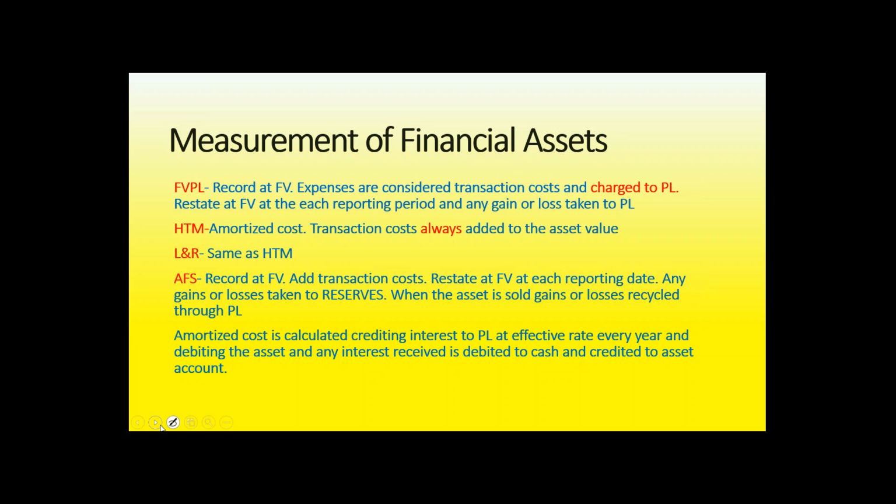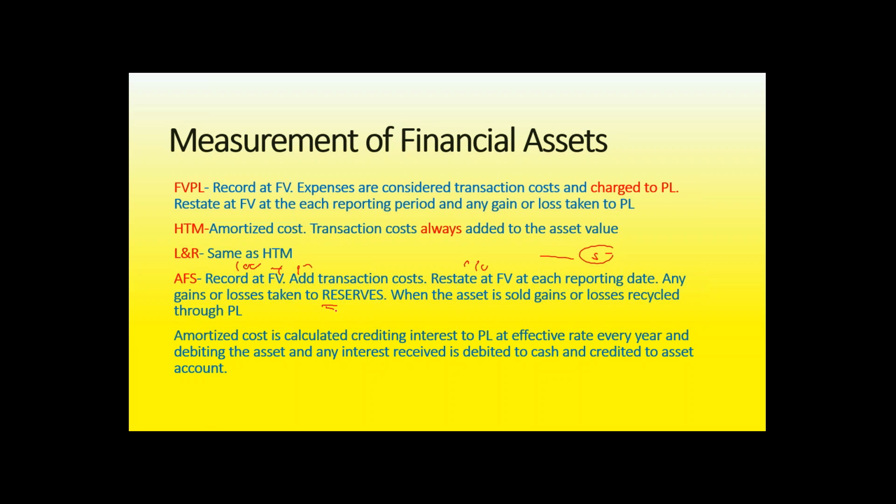So it is recorded at fair value, add transaction cost. Say 100 plus 5, restated at fair value 105, and then restated at fair value 110. The difference of 5, gain or loss, is taken to reserves, to other comprehensive income. The 5 is always taken to the comprehensive income because that is considered unrealized income.